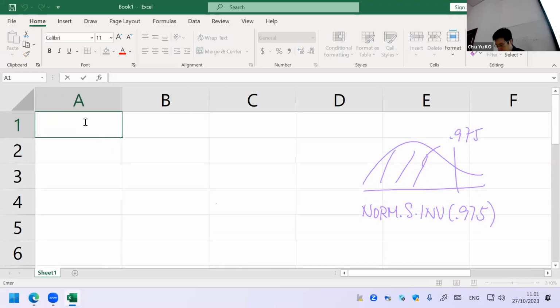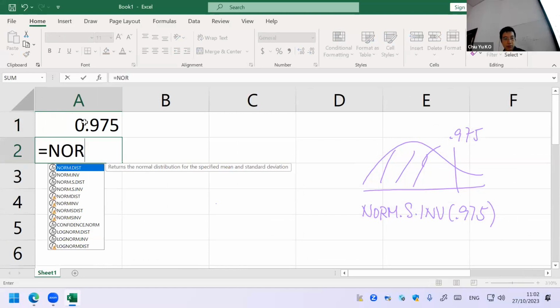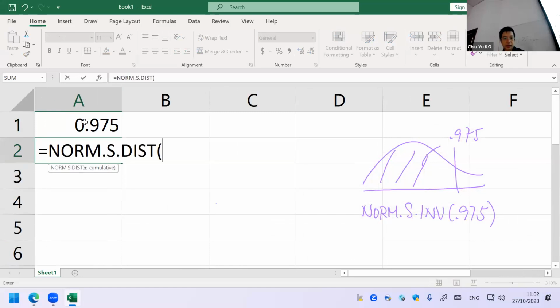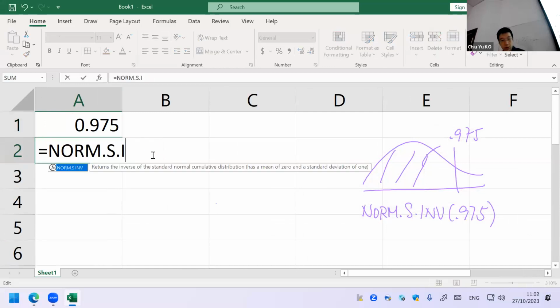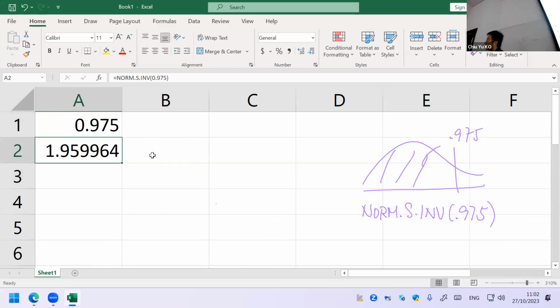So just very simple. For 0.975 here, I will just use NORM.S.INV. For 0.975, that's the answer. So this is the number that you read. Is that clear?